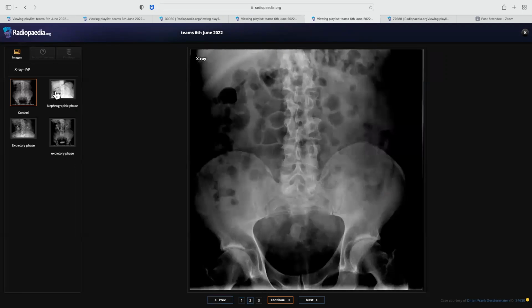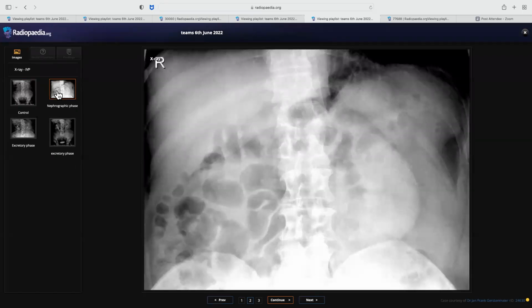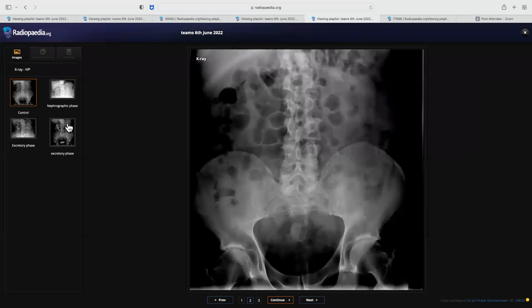So that's an IVP series. That's a control film. You can have a look at that. So in the control film, I cannot appreciate any frank abnormality. No radio-opaque calculi could be seen. No pathological calcifications. Gas bowels are seen having a non-specific pattern.